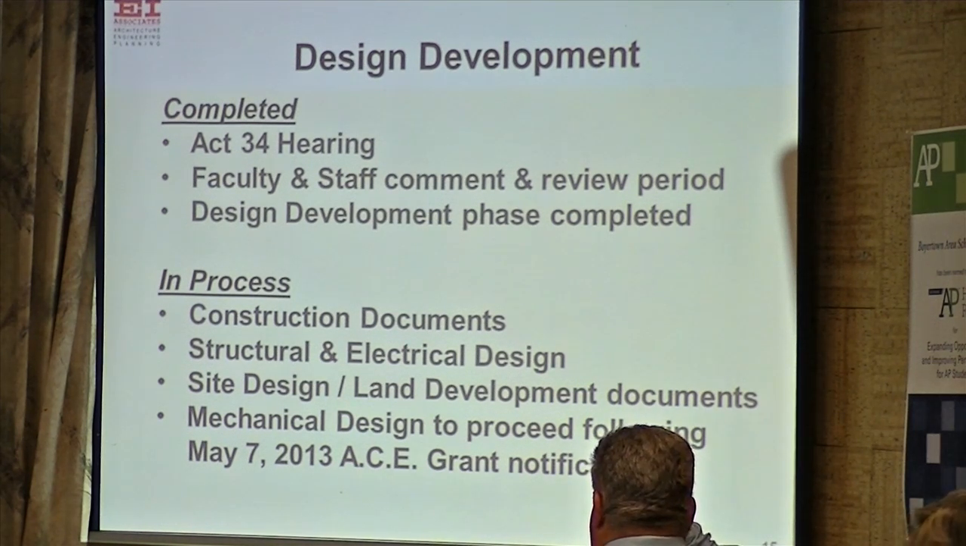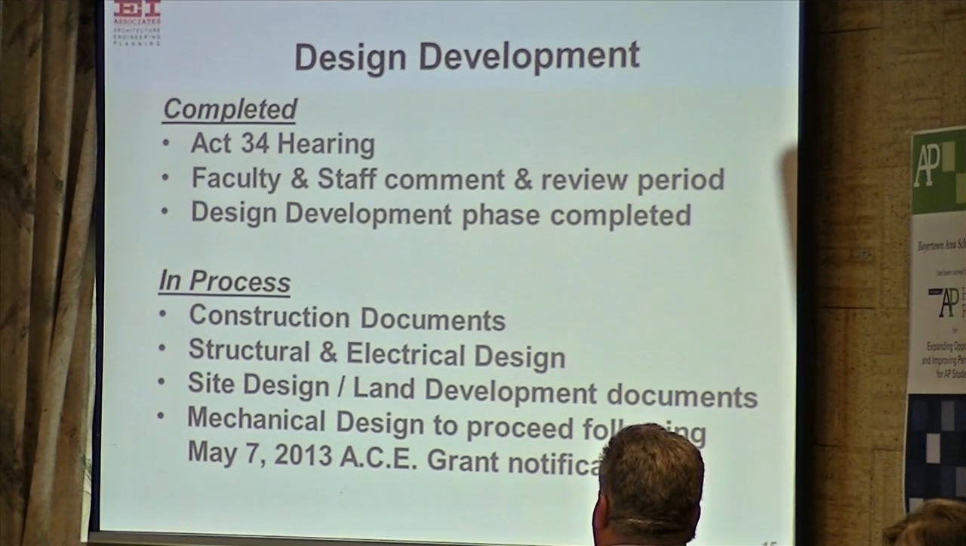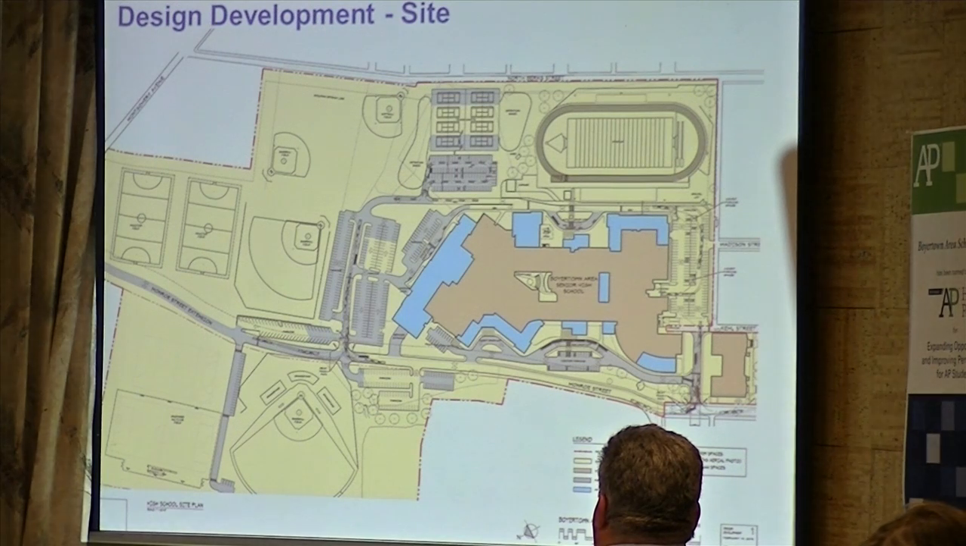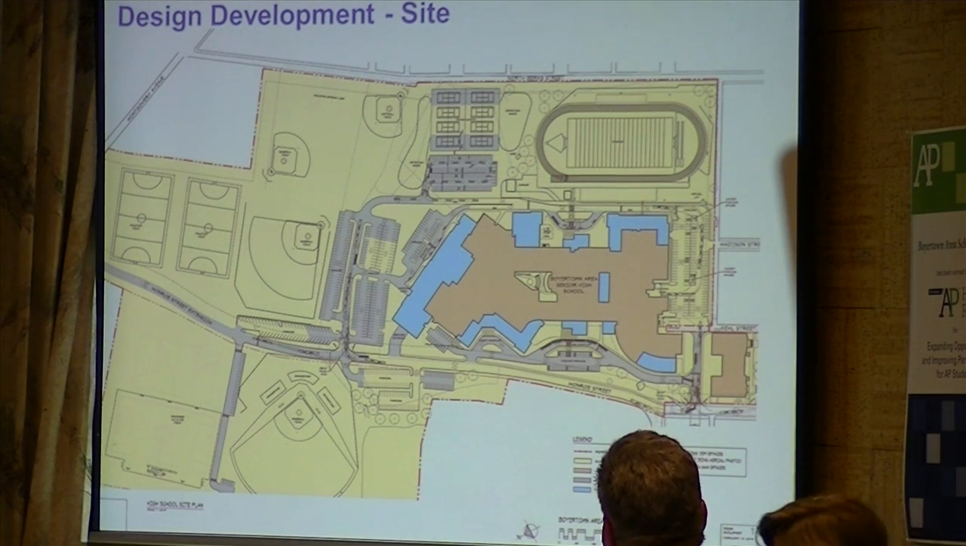The mechanical design, we're waiting to proceed following a grant application we applied for, a LEED project. That's a $2 million grant, and we're waiting until we see if we receive that grant. The design was submitted to achieve that $2 million grant. So this is the design where we're at. And the blue is the new construction on the project.